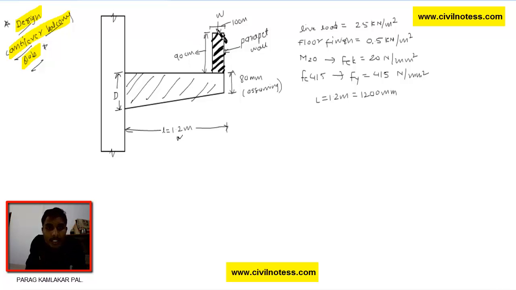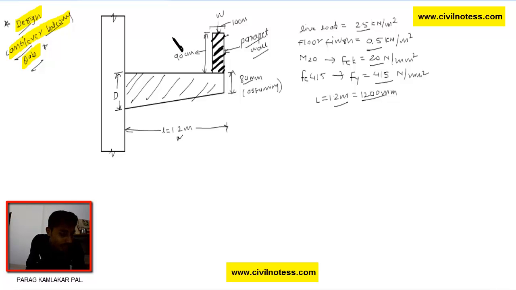Here W is the parapet wall load acting on the edge. The parapet wall height is 19 centimeter and the thickness is 10 centimeter. The parapet slab thickness of the cantilever is assumed as 80 mm. We have a superimposed load or live load of 2.5 kilonewton per meter square, floor finish is 0.5, M20 grade of concrete, that means fck is 20 Newton per mm square, and fy is 415 Newton per mm square. Length is 1.2 meter, so I converted it to mm.